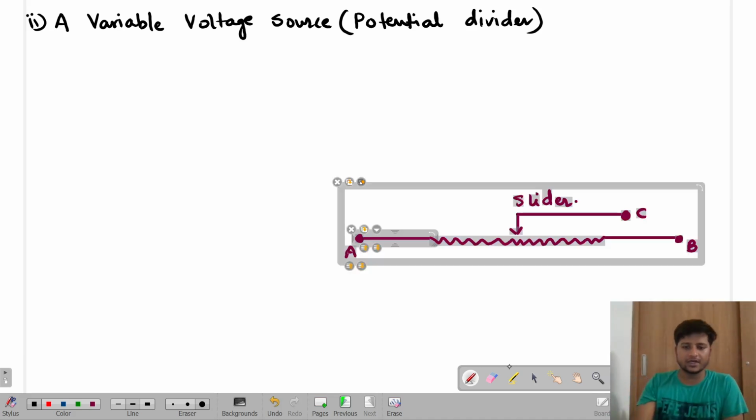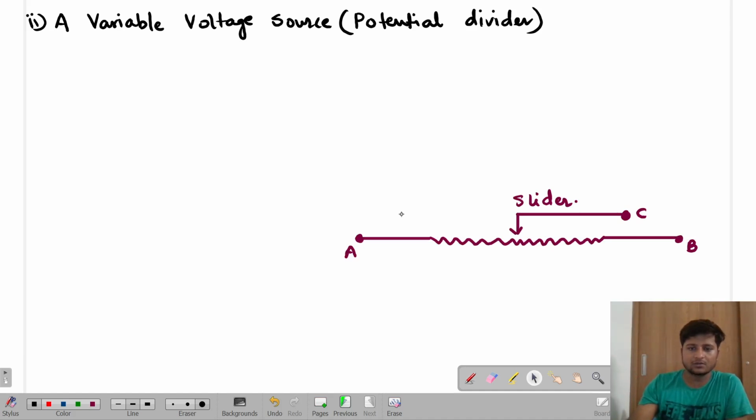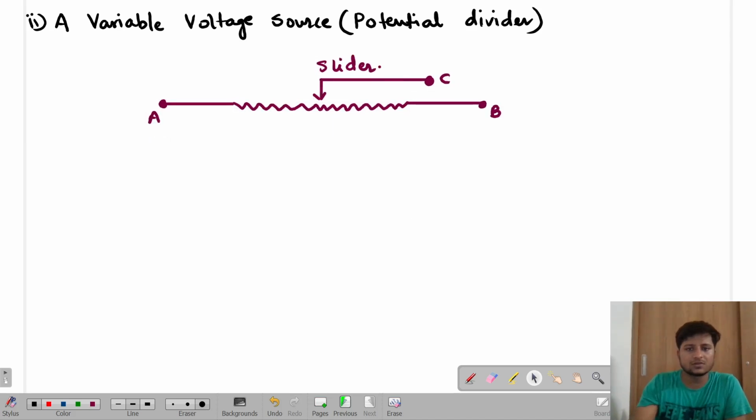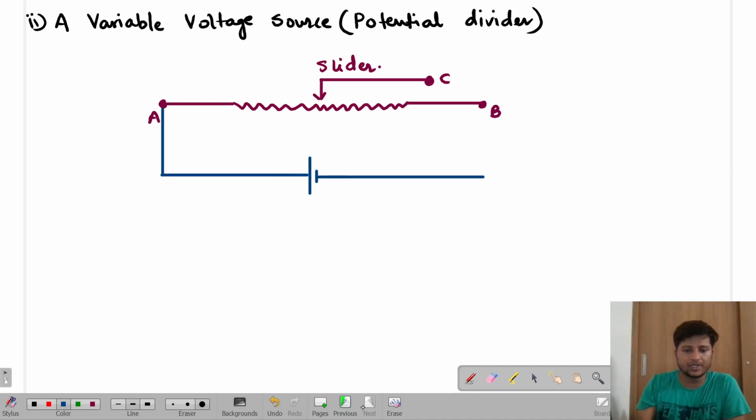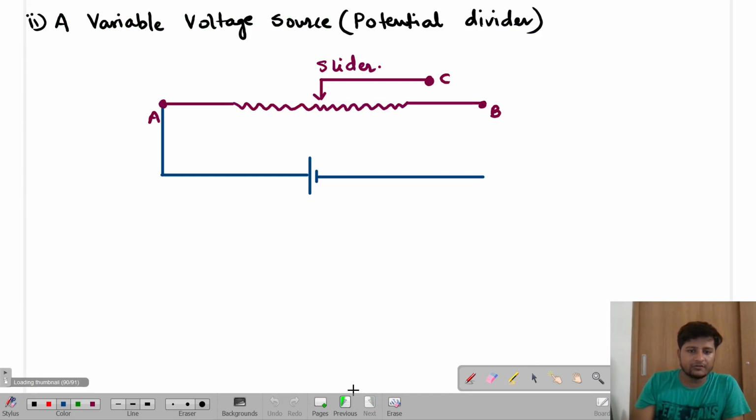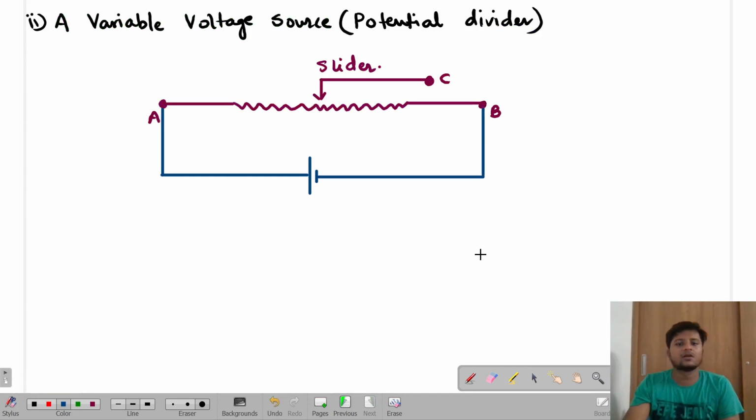Now, in the same circuit, this time we will not use the slider, but in reality, we will connect the battery with terminal B. So there are two implications. First, as a variable resistance, I need to connect with terminal C, and when I want it as a potential divider, I need to connect the battery with terminal B. Are you able to get me or not?